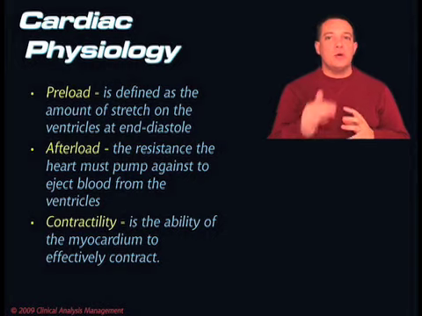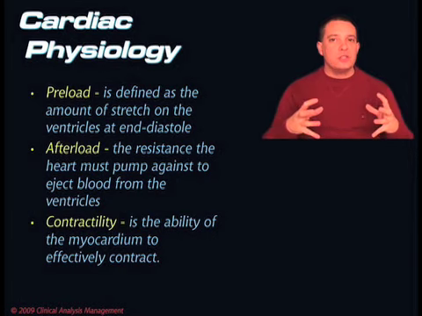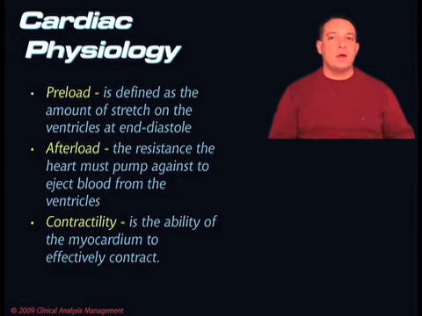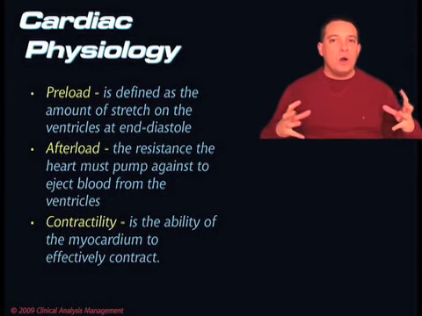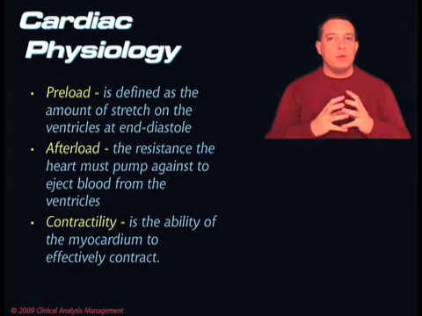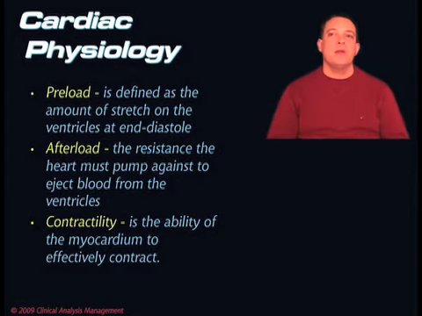As we increase preload and increase preload and increase preload, it goes back to that whole Frank-Starling mechanism of the heart. If I stretch the heart and stretch the heart and stretch the heart, eventually it gets to the point where it doesn't have the ability to contract well. And so we want enough preload that there's maximum stretch that's going to get us the best effort. Once we go over the hump of that curve, we get to the point where there's too much preload and we actually limit how well the heart can contract.